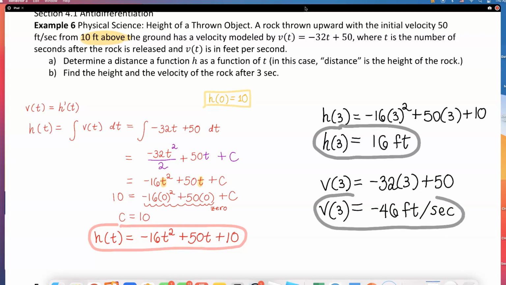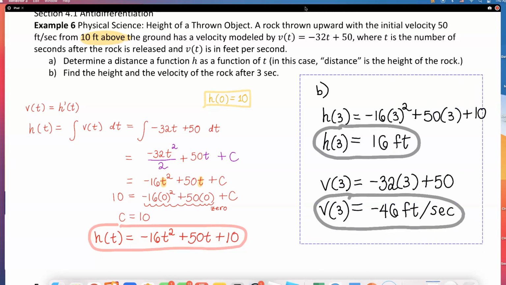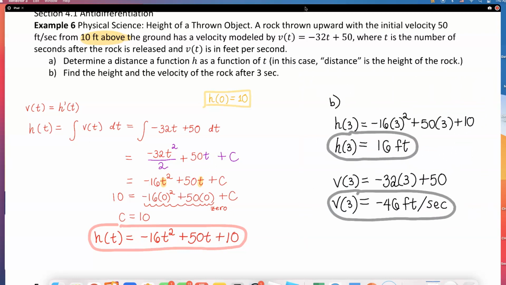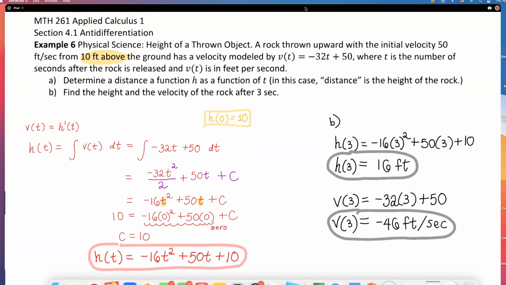We found the height function or the distance function in part A. And in part B, we used that function to find the height of that rock after 3 seconds, and we used the velocity function to find its velocity at 3 seconds. So after 3 seconds, this rock is 16 feet above the ground, but it is coming down with a negative velocity. And that is it for example number 6.